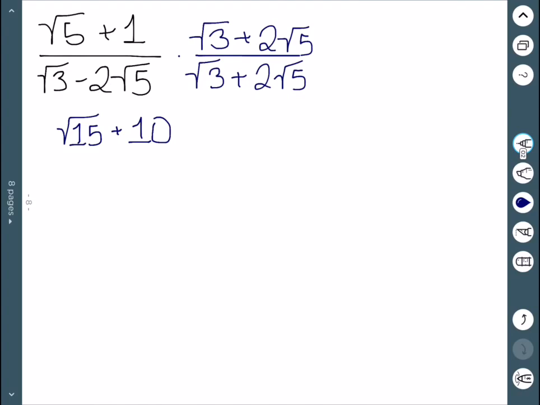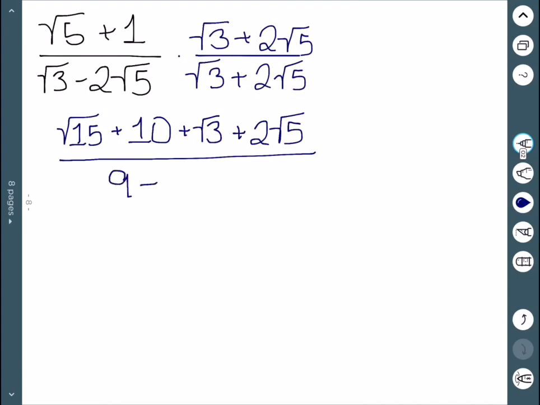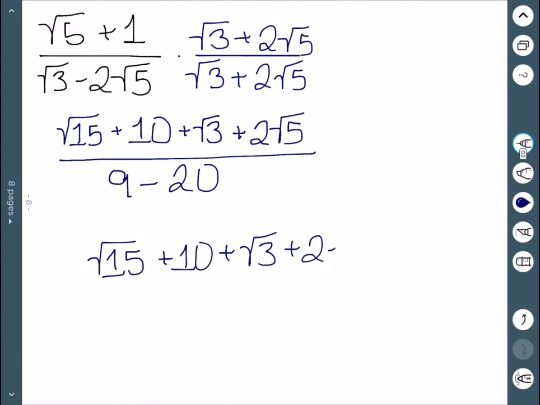The inside terms, 1 times the square root of 3 is the square root of 3, and then the last 2 terms, 1 times 2 square root of 5 is just 2 square root of 5. On the denominator, I square the first term minus squaring the last term. The 2 squared is 4, and the square root of 5 squared is 5, so that would give us a 20. So I end up with square root of 15 plus 10 plus the square root of 3 plus 2 square root of 5 all over negative 11.